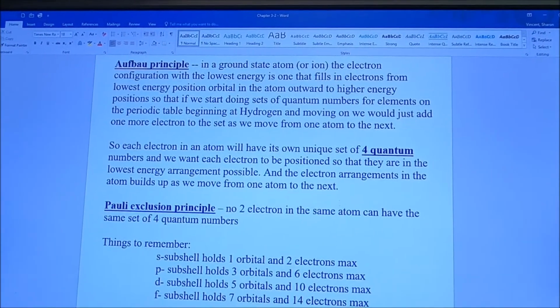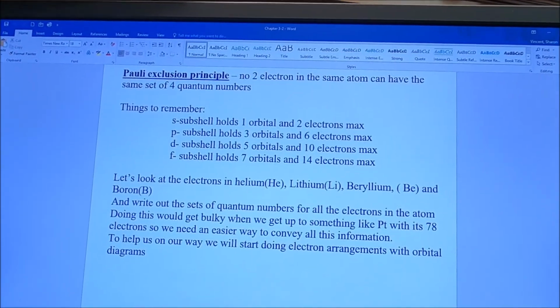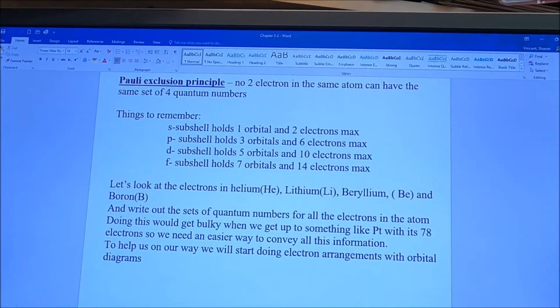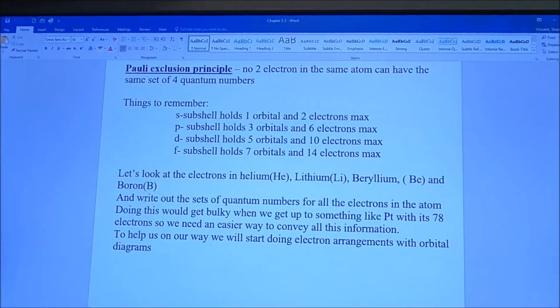Now, this brings us to the Pauli exclusion principle. The Pauli exclusion principle says no 2 electrons in the same atom can have the same set of 4 quantum numbers. So some things to remember.